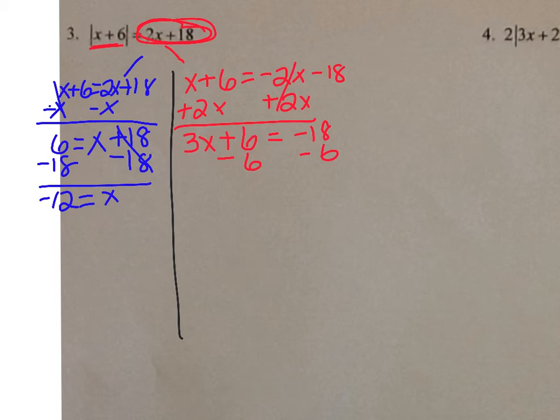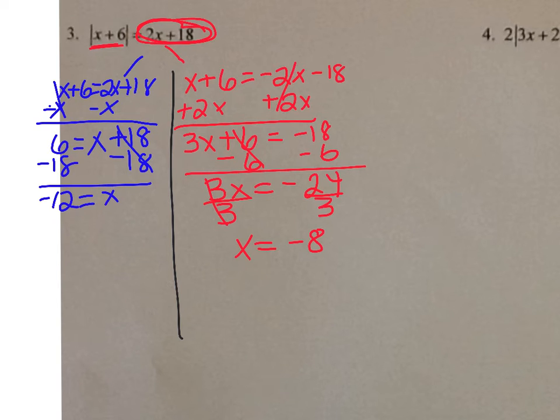Minus 6. 3x equals negative 18 minus 6 is negative 24. Always be careful of your signage. Divide by 3, x equals negative 8.